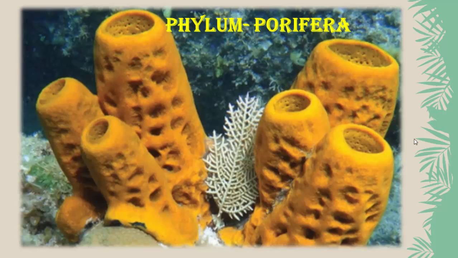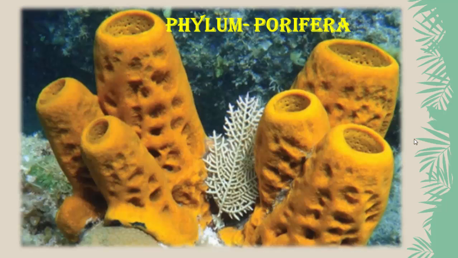Body wall of the sponge consists of three layers: outer pinacoderm consisting of pinacocytes, inner choanoderm consisting of flagellated choanocytes, which are also called collar cells. In between pinacoderm and choanoderm, a non-cellular jelly-like substance is present, which is called mesohyl layer, mesenchyma or mesoglial layer. And this mesenchyma layer contains amoeboid cells. They transport the digested food from one cell to another cell.